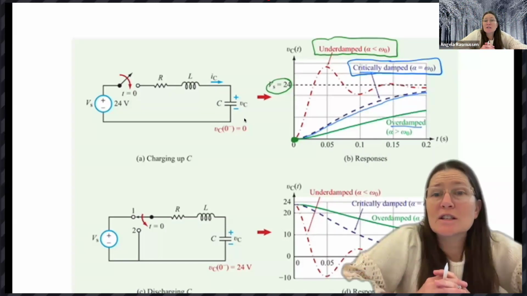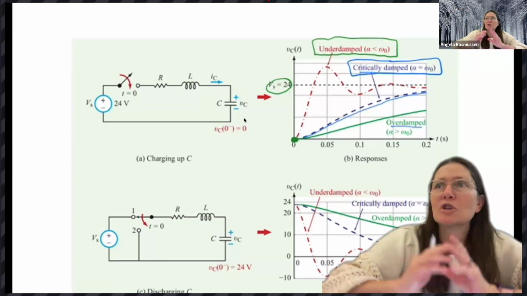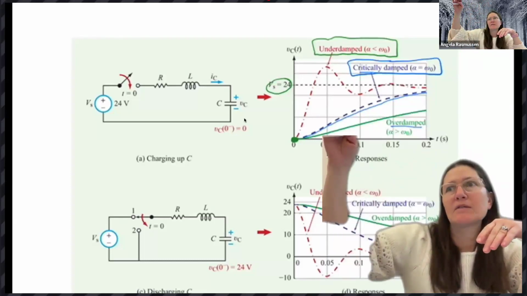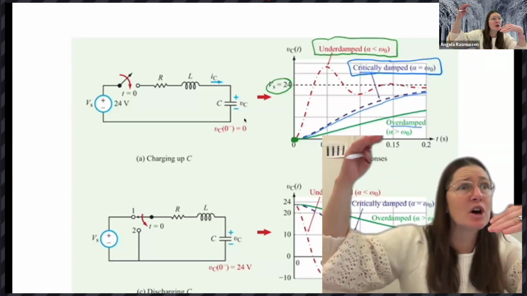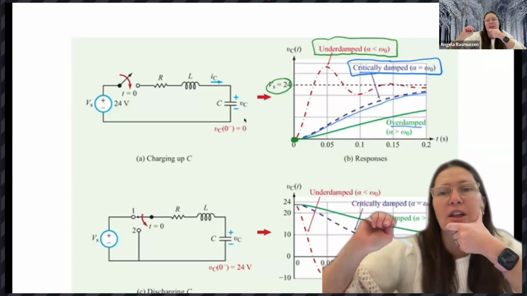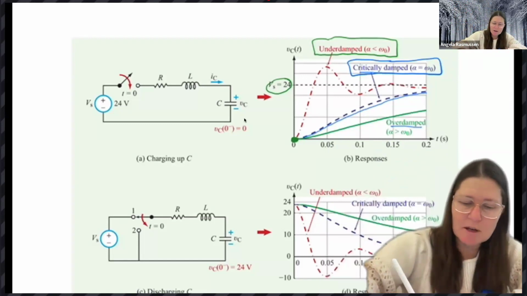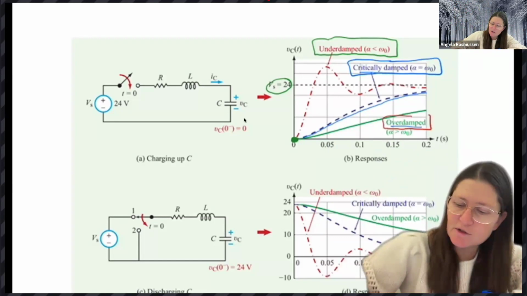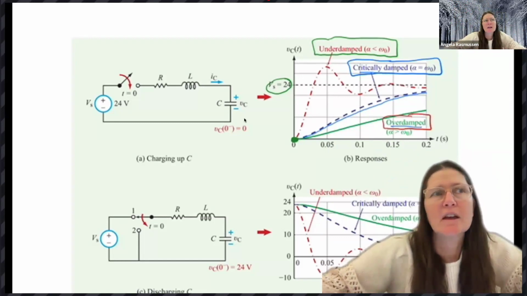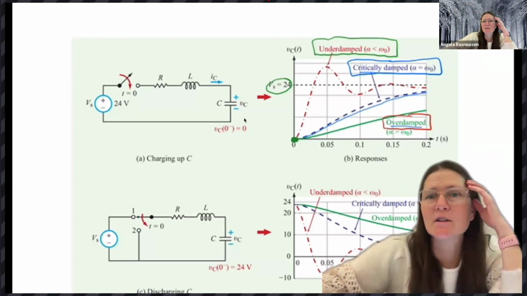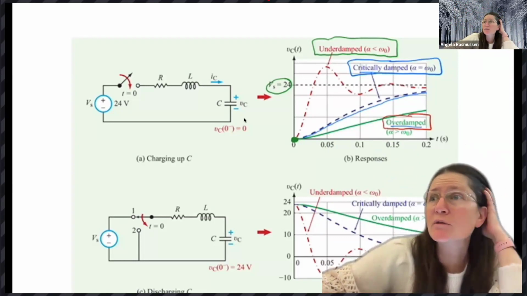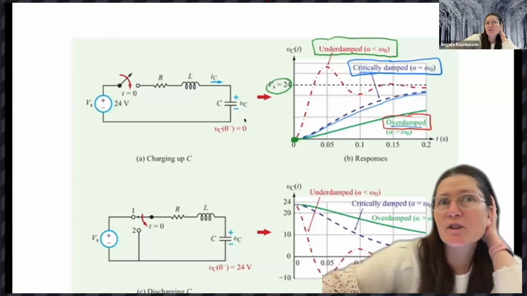When it's critically damped, it really looks like it's just charging up, right? So this looks like what we had before with just the RC. Then we have overdamped, which is when alpha is greater than omega naught. That undershoots the 24 volts, and it looks like it takes a little bit longer to reach 24 volts. So you can see the time constants are going to be different for each of these.